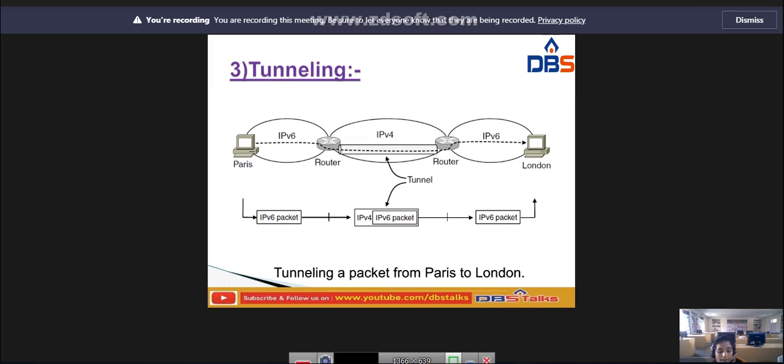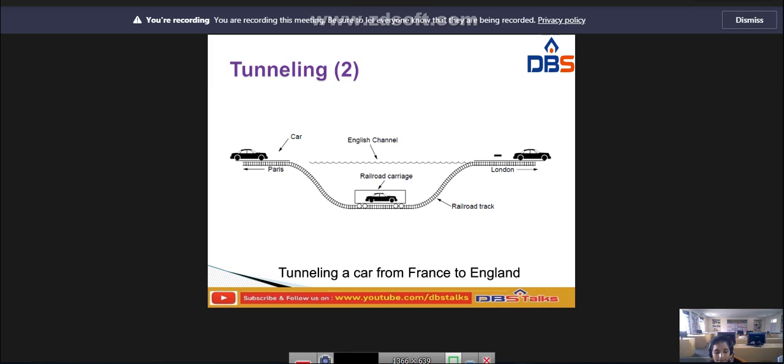An analogy may make tunneling clearer. Consider a person driving her car from Paris to London. This is another example of tunneling.